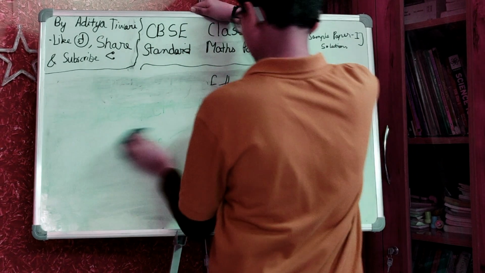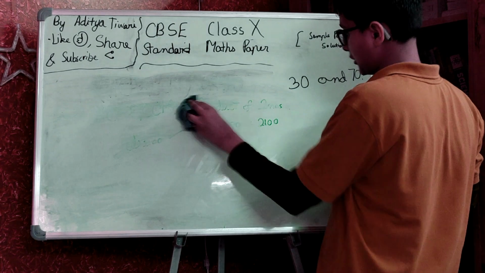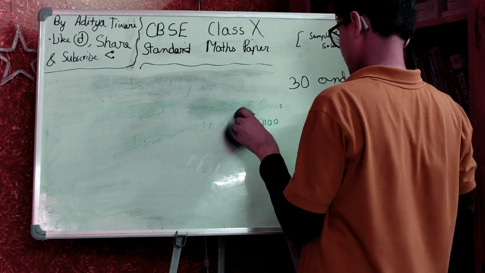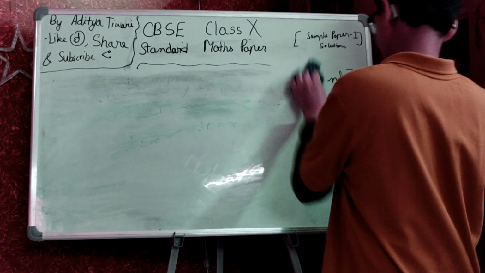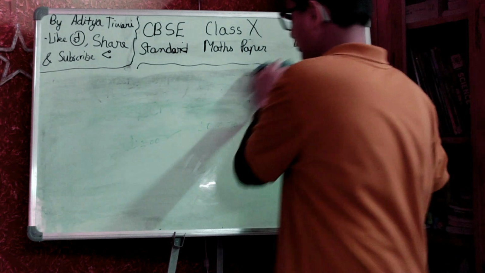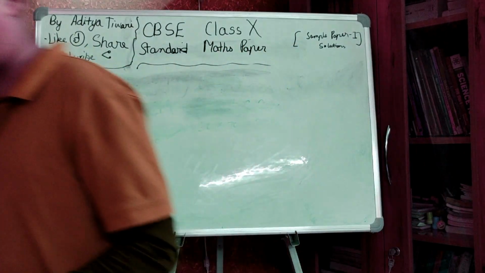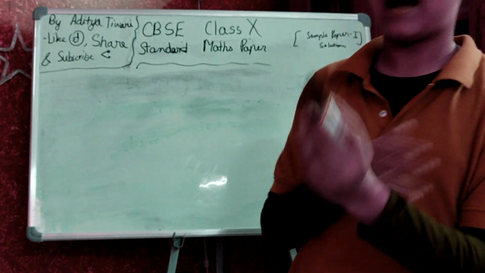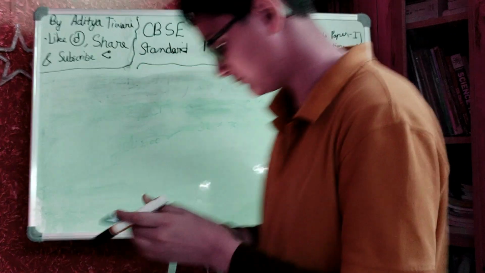The next question is going to be on graphs of quadratic polynomials. So it's a graph question. I'm going to make the graph. You just have to see the x and y axis and you can tell the answer. I'll just write the question.